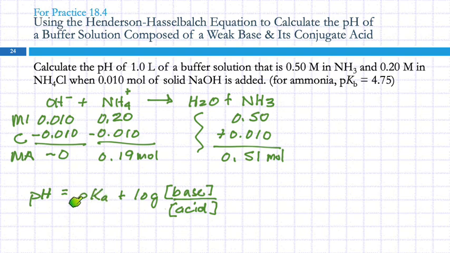The Henderson-Hasselbalch equation has pKa in it. It does not have pKb. Could you derive a Henderson-Hasselbalch equation with pKb in it? You could, but nobody does, because we don't really need to. To get the pKa, all we have to do is take 14 and subtract 4.75. So we find the pKa, it's 14 minus 4.75, which would be what, 9.25?